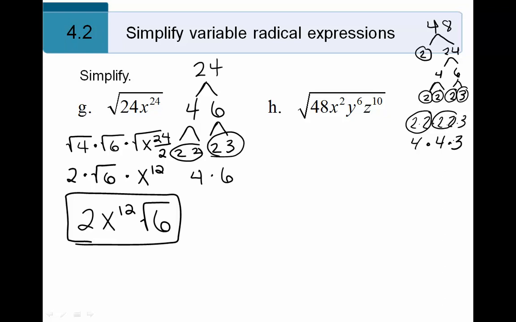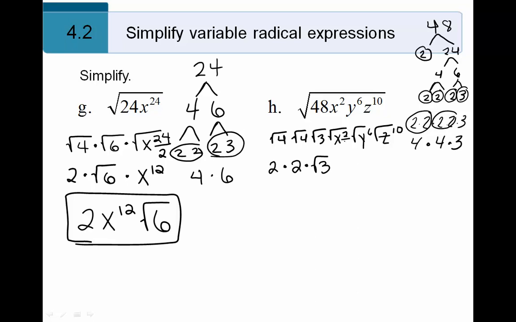Okay, so when I split up the 48, I'm going to have radical 4 times radical 4 multiplied by radical 3, and then I'll have to take the square root of each of these things too. The square root of 4 is 2. The square root of 4 is 2. Square root 3 stays the same.